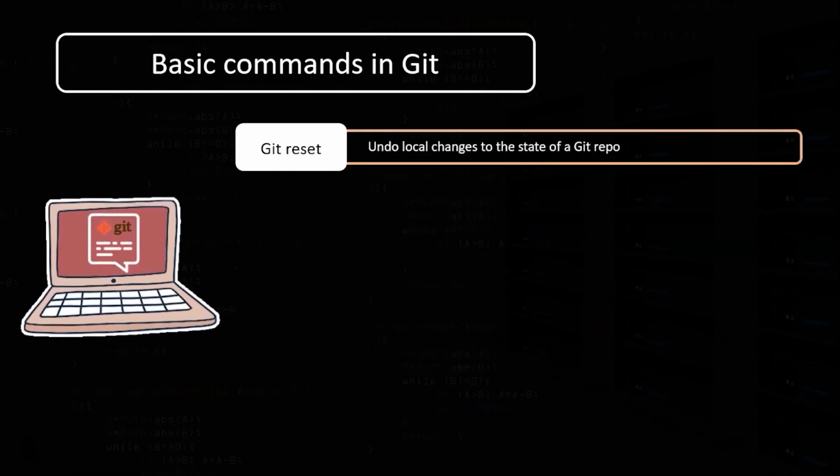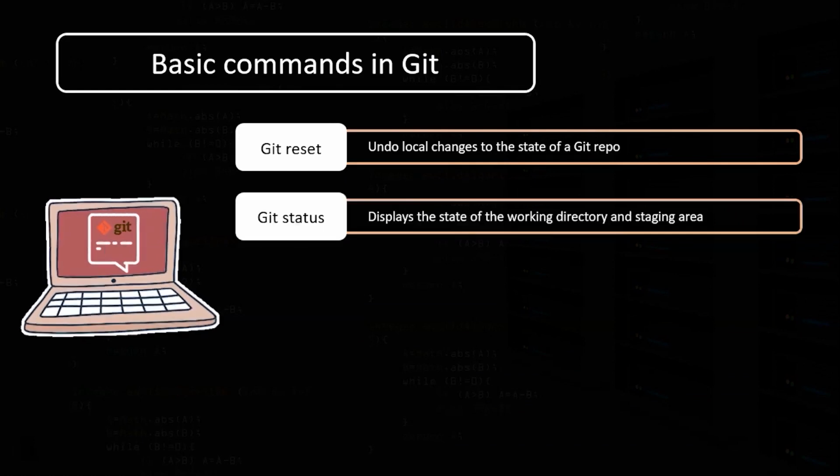Now there are some further commands also. Let's discuss them. The next command is the Git Reset command. At any moment of time, if you want to undo some local changes done to your local Git repository, in that case we can use the Git Reset command.